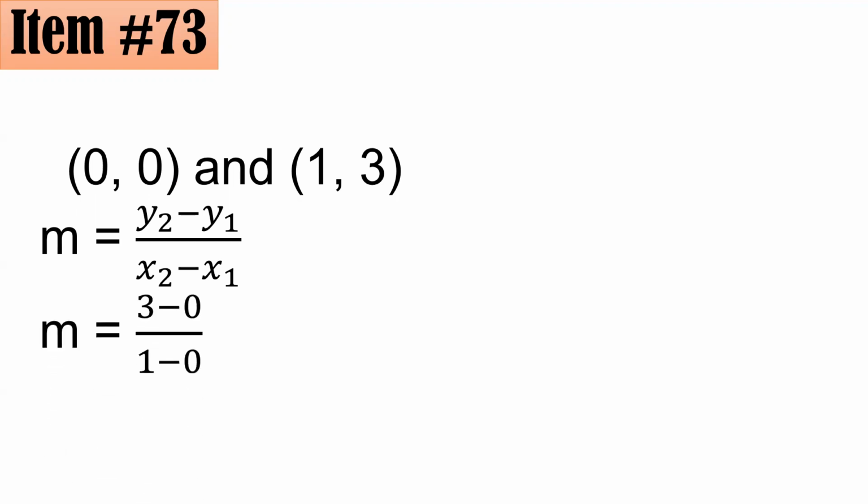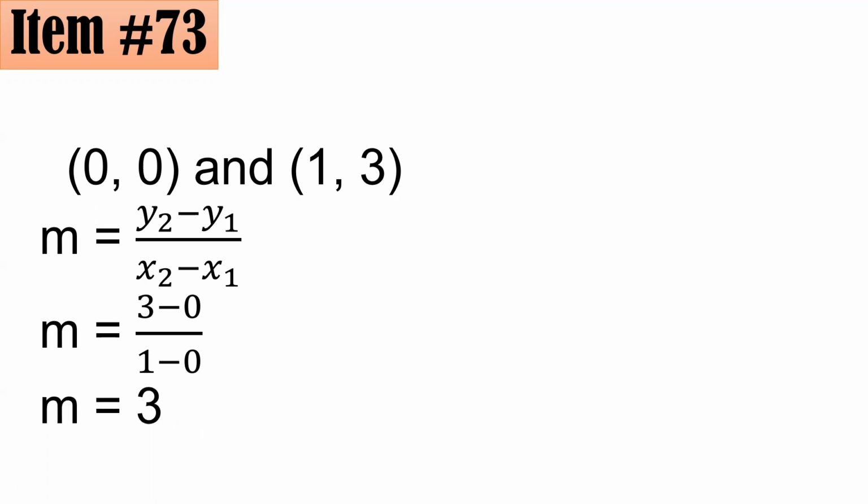So to compute the slope ng ating line, if you are given 2 points, we use the formula m equals y sub 2 minus y sub 1 all over x sub 2 minus x sub 1. So sa point na 0, 0 po, di ba ito yung origin, so 0 yung x sub 1, 0 yung y sub 1. The 1 here is x sub 2, and the 3 here is y sub 2. So by substitution po, you have m equals 3 minus 0 all over 1 minus 0, which when simplified is 3.